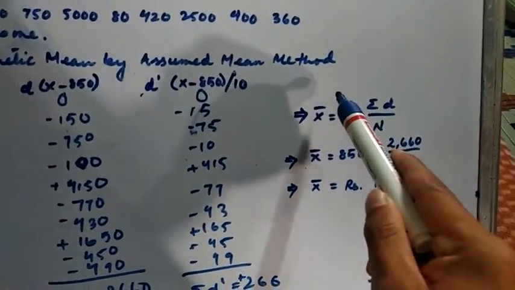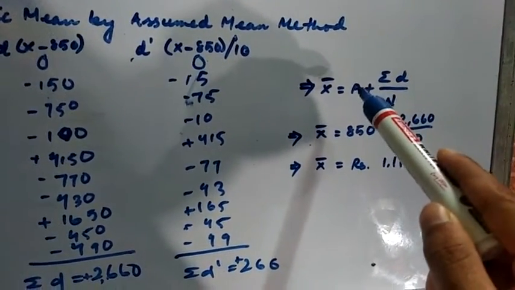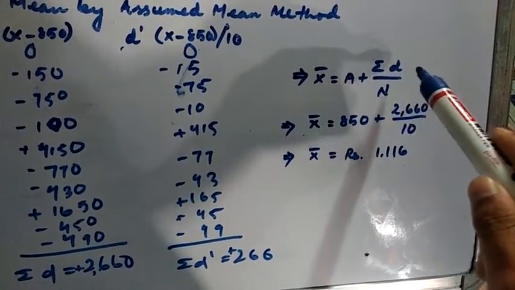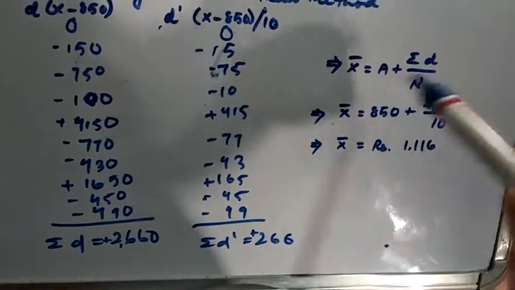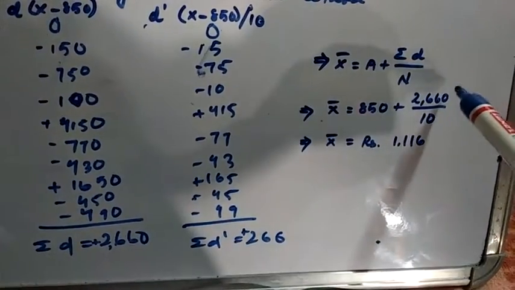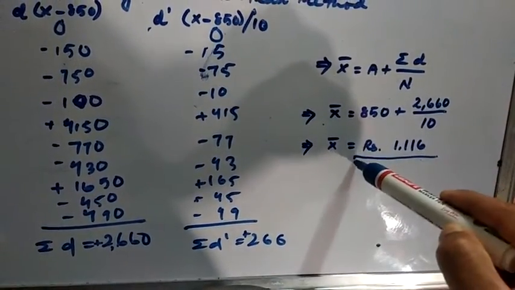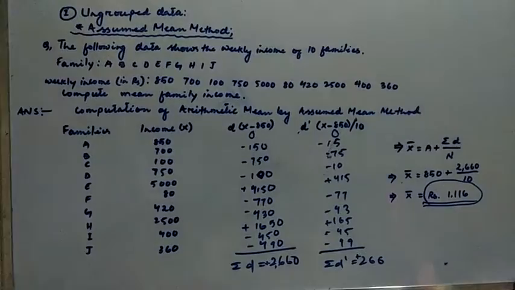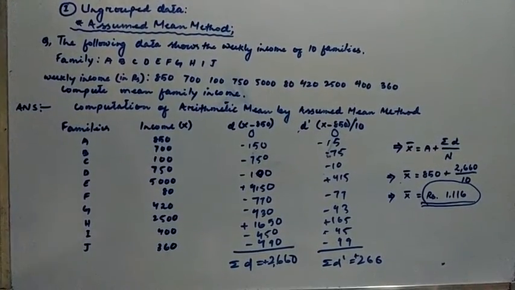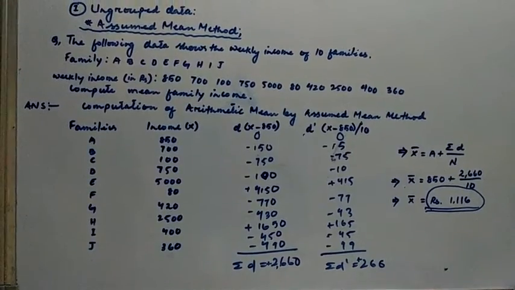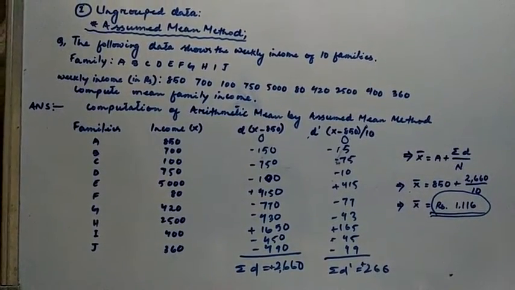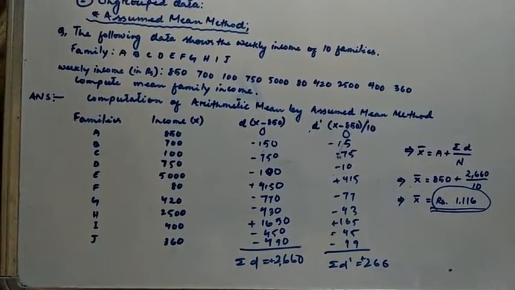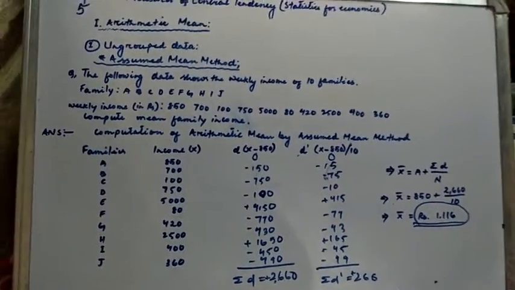Since this is the formula for the assumed mean method, we represent the values. So A is 850 plus our summation D is 2660, and the number of observations is 10. By calculating this, we have the arithmetic mean as rupees 1116. So that is how we find the mean family income by using the assumed mean method.